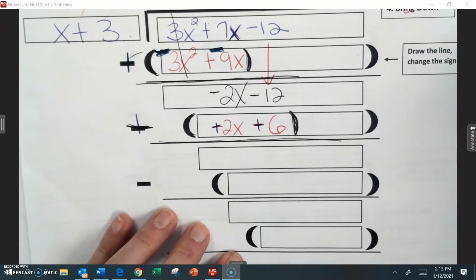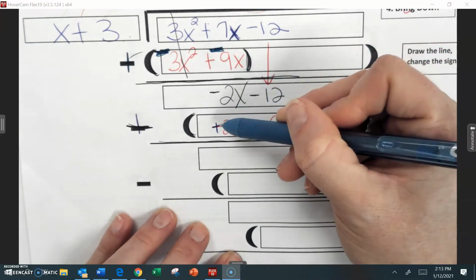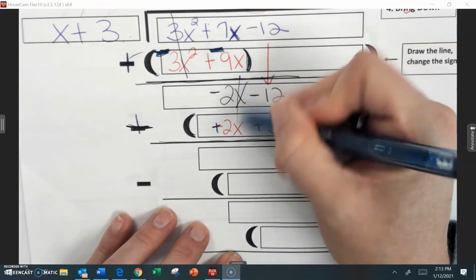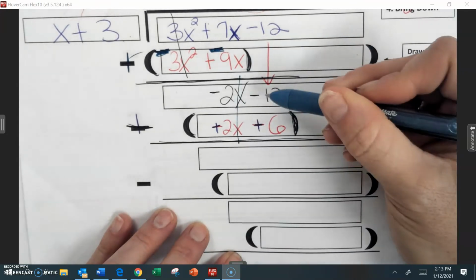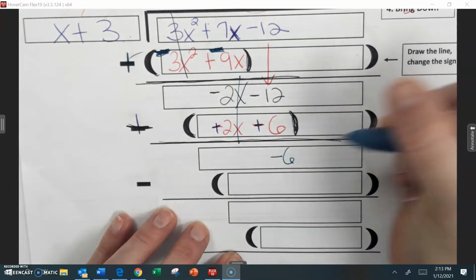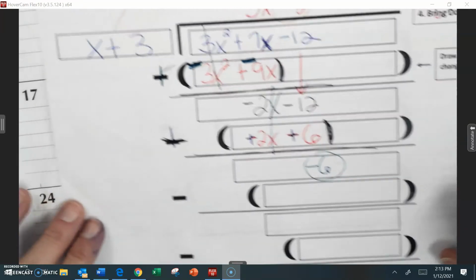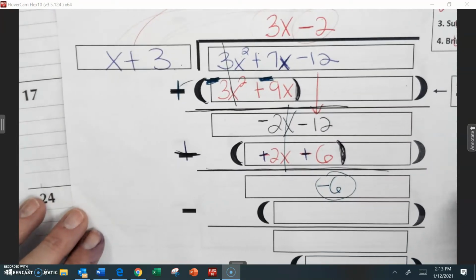So here we go. Let's hope this is the last time, right? Negative 2x plus 2x, gone. Negative 12 plus 6 is negative 6. We now have arrived at our remainder. So you need to write the final answer. You ready? Here we go. I'm going to write it off to the side.